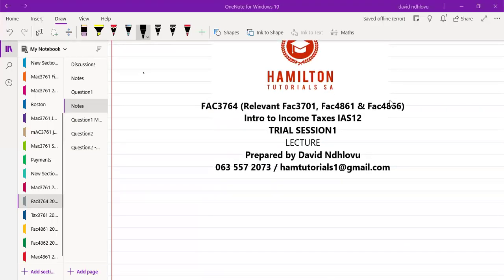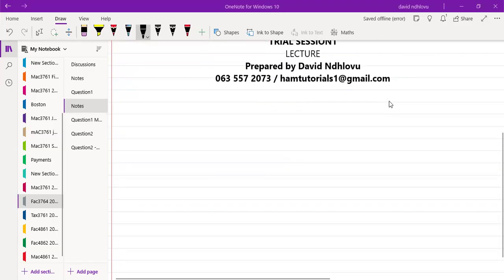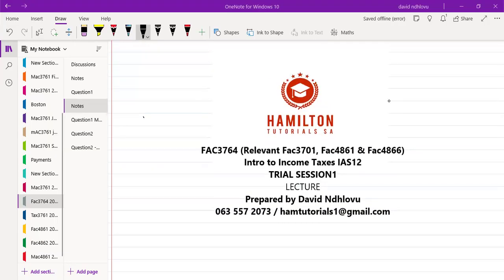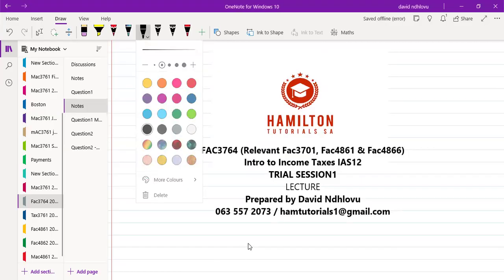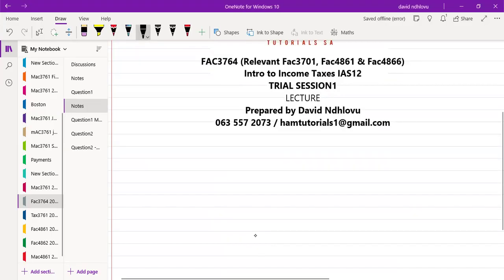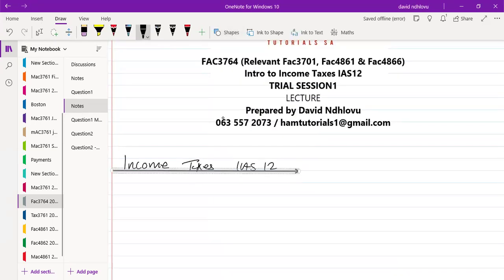Right, we are still busy with the topic of income tax, which is International Accounting Standard number 12. So let's have a recap of what we did in the prior week. Income taxes, International Accounting Standard 12, that's the topic. A very important topic, as I indicated before. You need to be very, very clear in your understanding of this one.